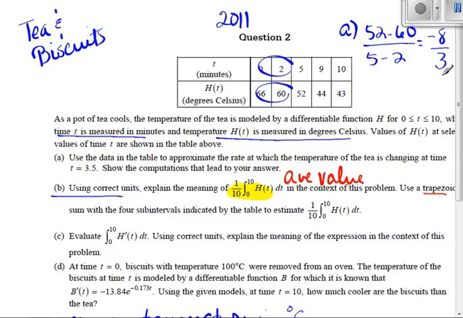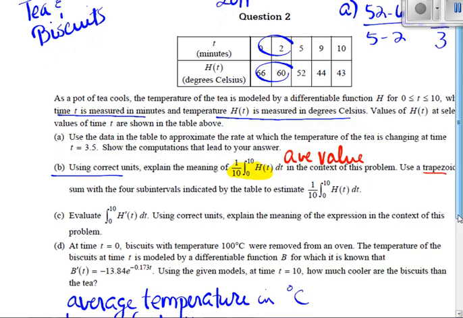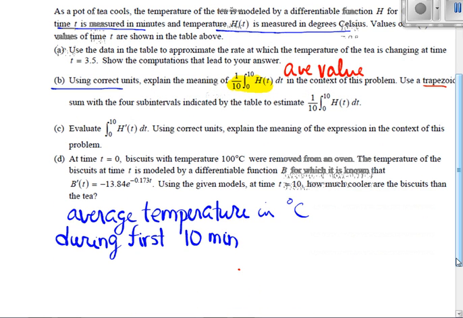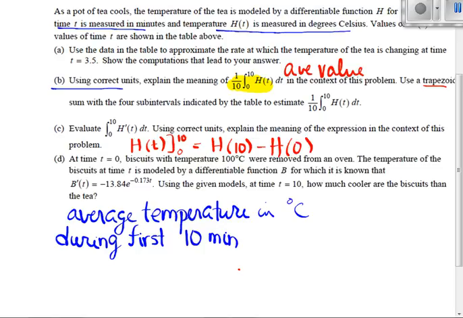And when I look at C, it says evaluate this integral. Using correct units, explain the meaning of this expression. What is that integral? Well, if you're integrating it, what's the antiderivative of h prime? H of t, and using the fundamental theorem of calculus, we evaluate it at 0 and 10. So, which is h of 10. Questions, girls? Put your phones away, please, or I'll take them. Minus h of 0.